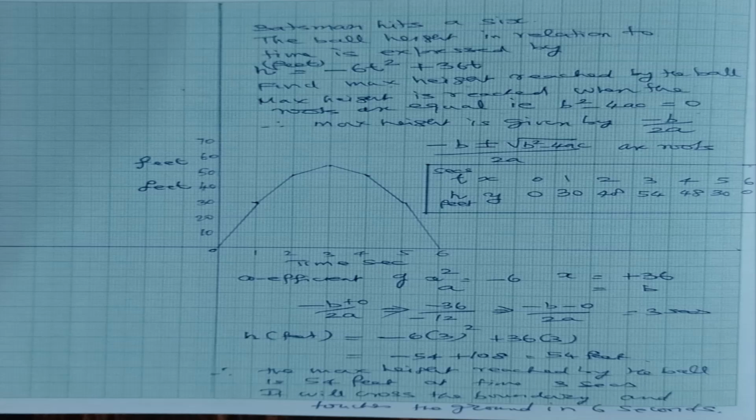So the coefficient of minus b by 2a is here 3 seconds. So in 3 seconds, the ball reaches the maximum height. So minus 6t squared plus 36t represents the equation related to time. Substitute 3 seconds in this equation and you will get the maximum height reached by the ball, which is equal to 54 feet.